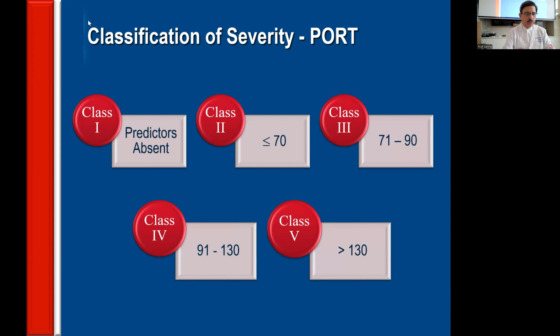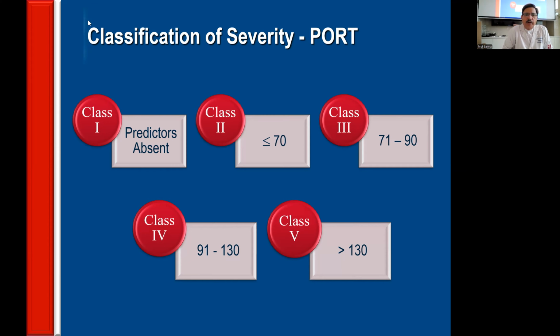Now I have to classify these patients. Depending on the score, predictors absent, less than 70 score, class 2, 71 to 90, class 3, 91 to 130, class 4, and more than 130, class 5. Now, the treatment depends upon into which category the patient falls.